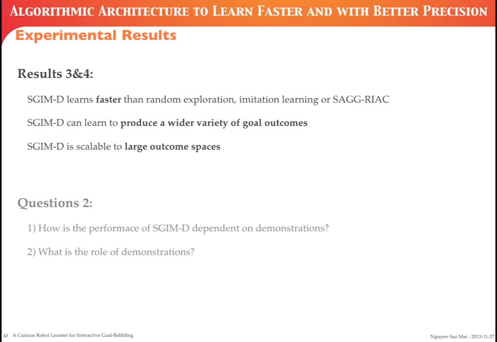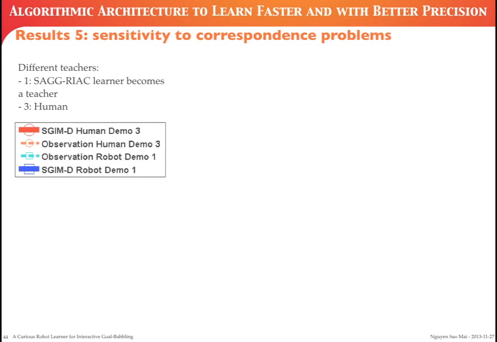And it can learn to produce a wider variety of goal outcomes and can be scalable to large goal outcome spaces. But two questions remain: how is the performance of SJMD dependent on demonstrations? And second, what is the role of demonstrations? So for that, we try to analyze how sensitive it could be to correspondence problems. So we use a second teacher.